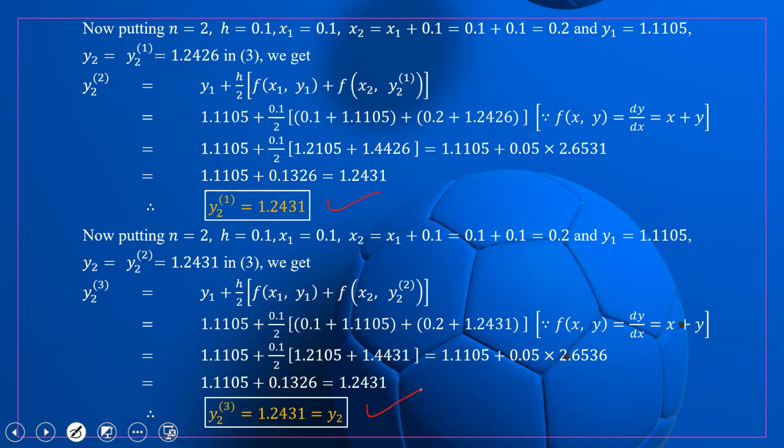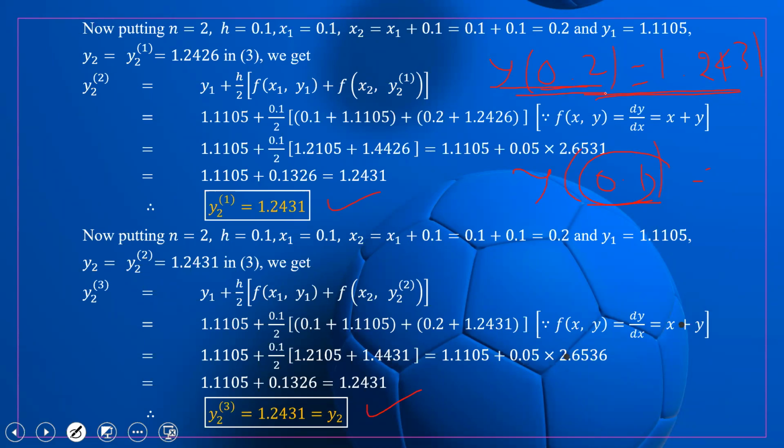So now what it means? So this is the best approximate value of y2. So now we can say that this is the value of y at 0.2. What is this? It is 1.2431. Okay. So now if the question will come, find out the value of y at 0.2 in the step size 0.1, then we can first find what is the value of y of 0.1 and then what is the y of 0.2 in this manner.